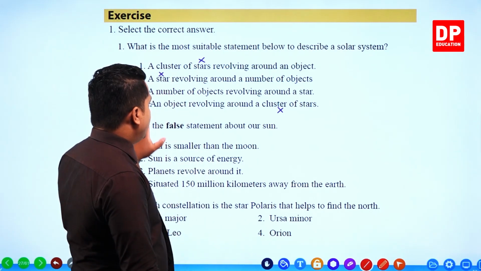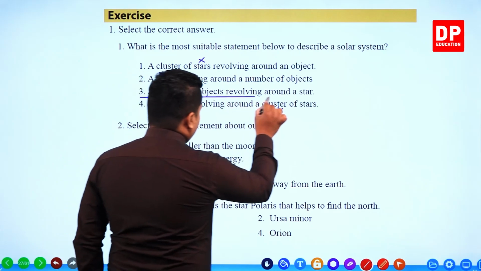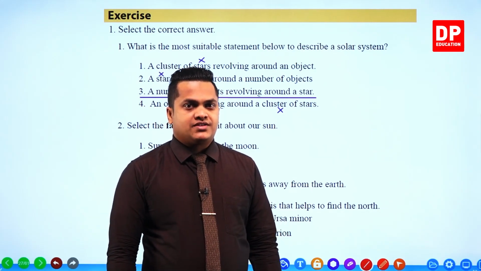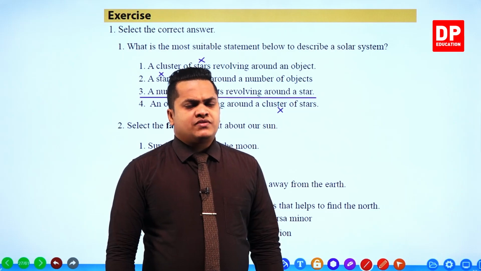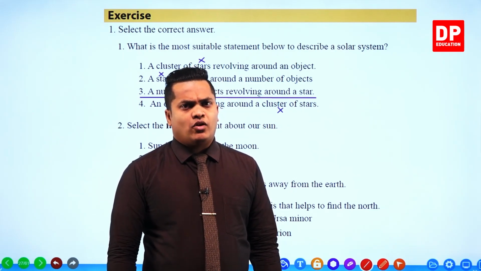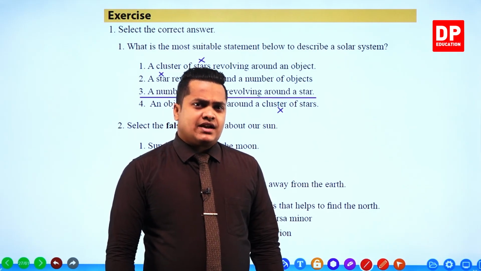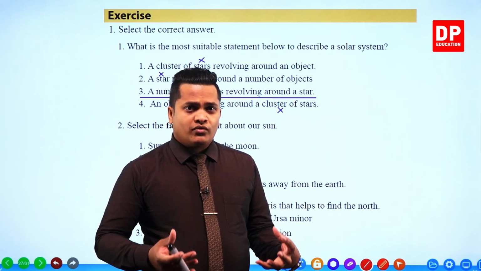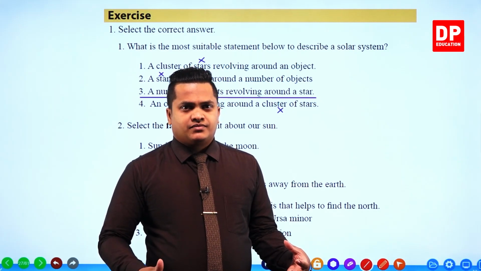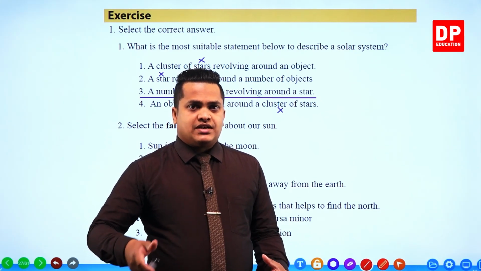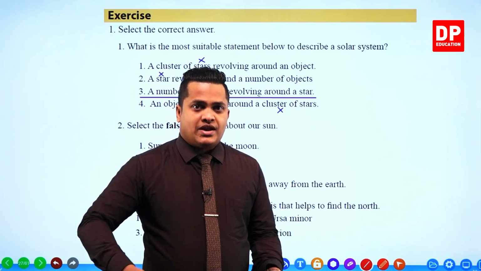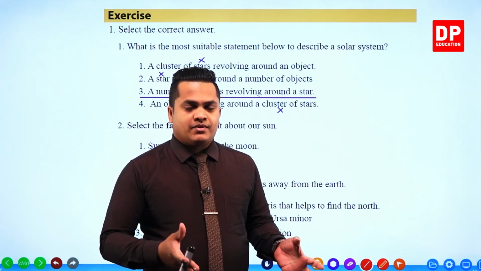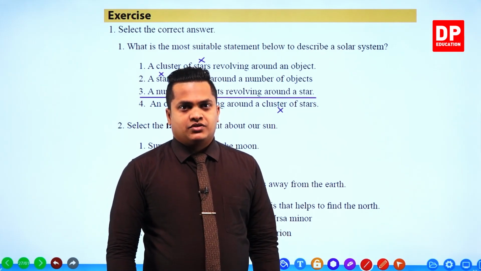So the correct answer would be what? Number of objects revolving around a star. That's the most suitable answer. Because instead of planets, we can say objects. No problem in it. Because there are satellites, artificial satellites, even the ISS, International Space Station, all of these things revolve around the sun, but mainly those things are revolving around the planets, and planets are the ones which revolve around the sun. So automatically each and every object placed in the solar system is going to revolve around the sun. So there is no problem in it.